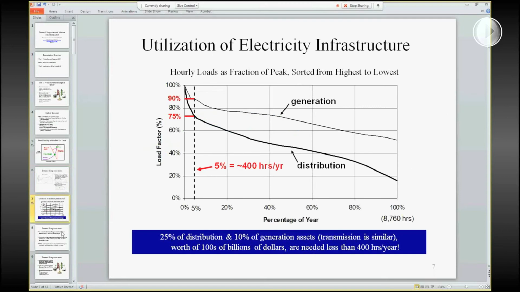Again, this is just a little background, so I'm going to skip over this. I think everyone here understands this concept: if you're trying to reduce peak, 5% of the hours in your year is about 25% of your cost, because you have to build your system up. So reducing the peak has a lot of value.